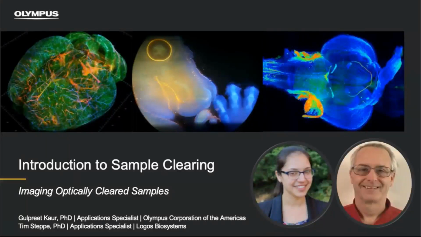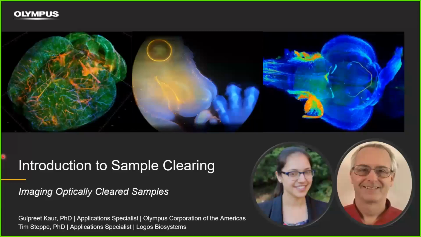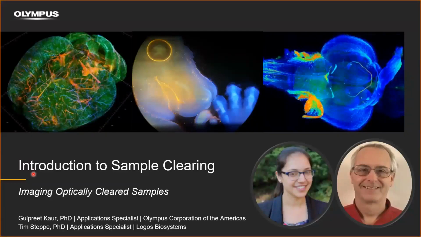I'd like to welcome everyone today to this first webinar in the Logos and Olympus webinar series titled Introduction to Sample Clearing. Today's topic is on imaging optically cleared samples. In this first part of our series, we will discuss optical clearing of biological samples and its benefits. We will then discuss how these samples can be imaged using various microscopy techniques and the advantages and disadvantages of each method to help you determine which system is best suited for your needs.